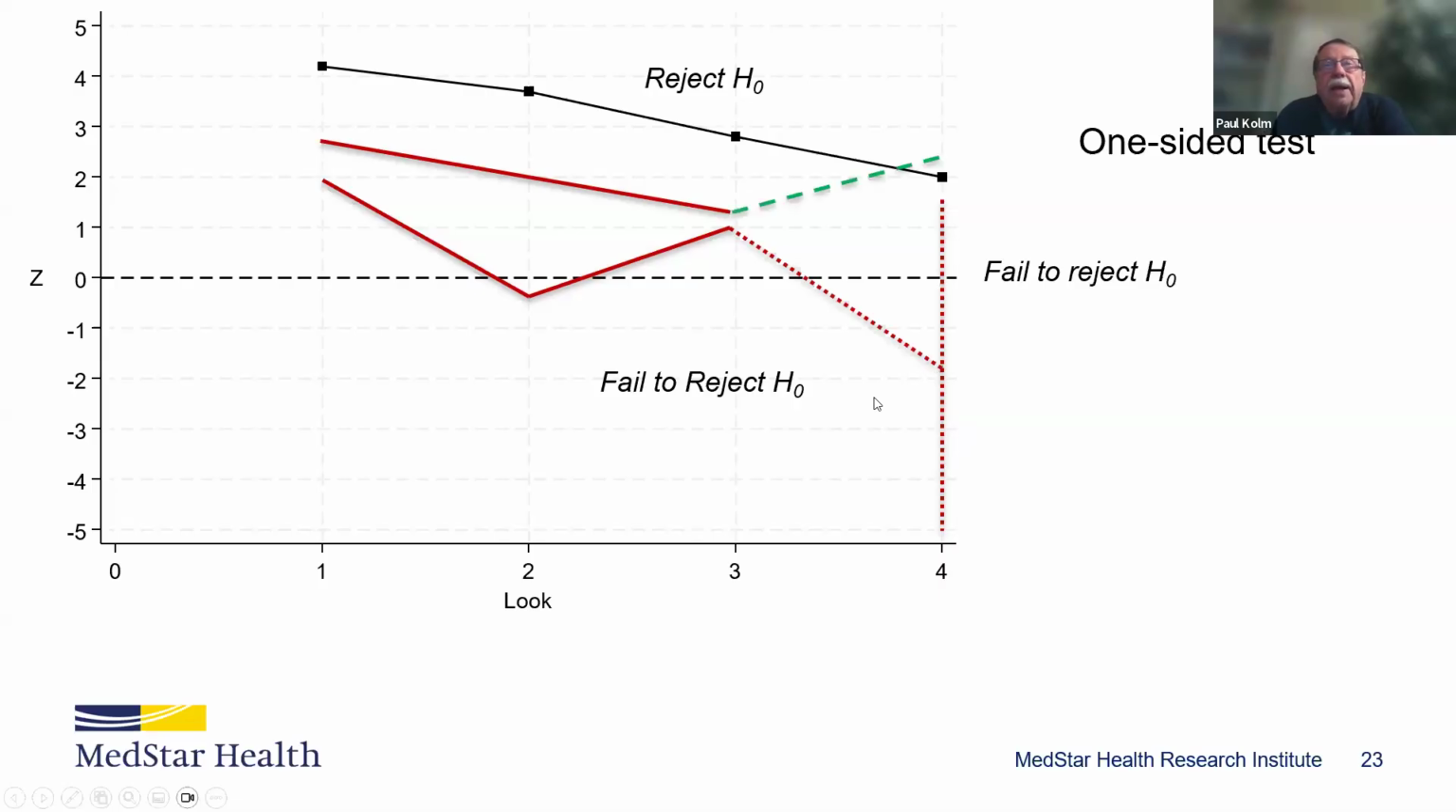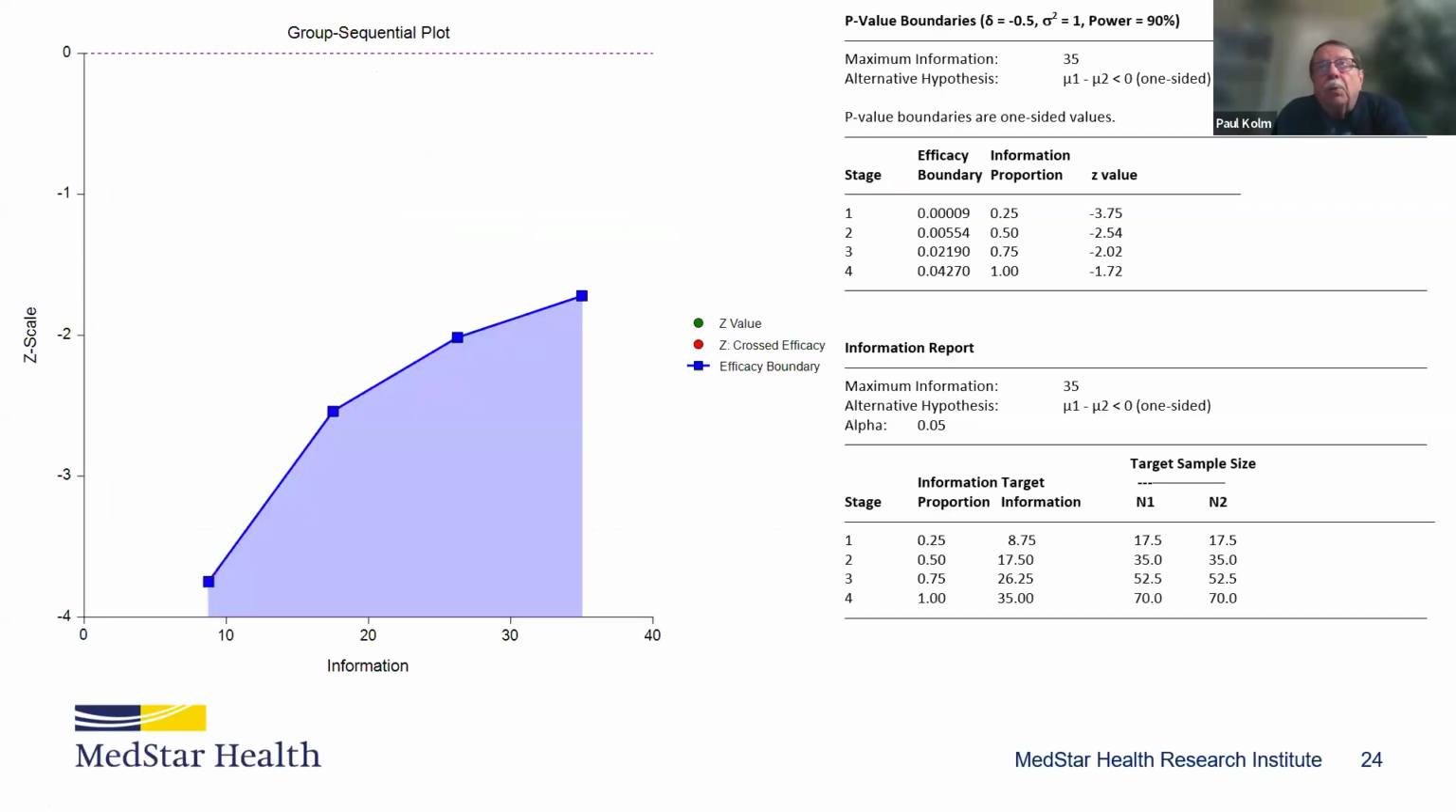On the other hand, we might have the situation where at the last look at the data, the test surpasses the boundary, or is outside the boundary of rejection here, and then we would reject the null hypothesis. So here's the one-sided test from the software and the information that it gives you. The same concepts apply here.